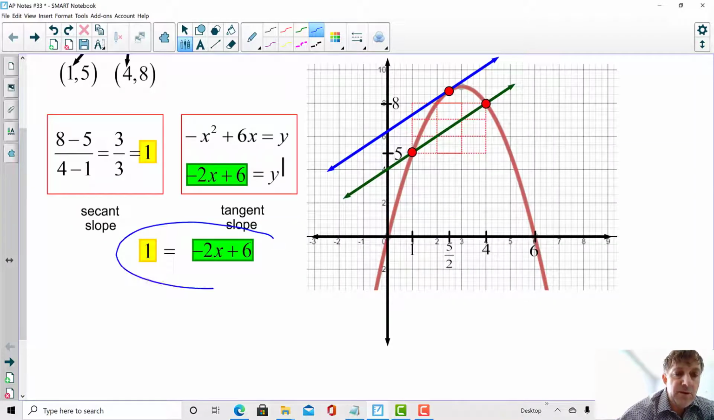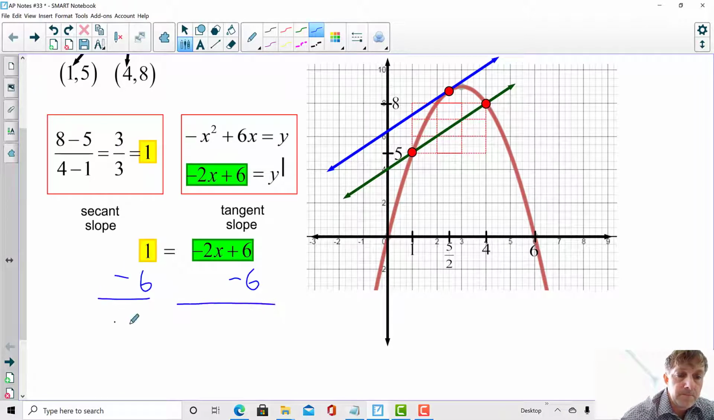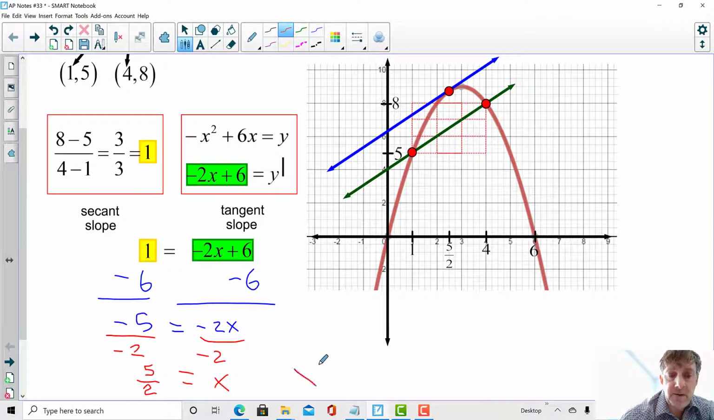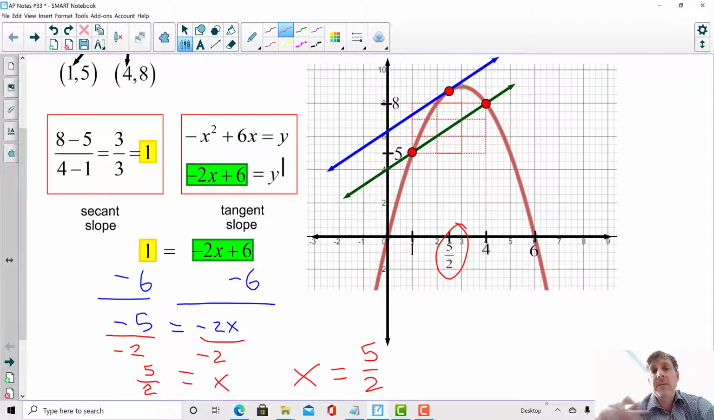Okay, now let's solve this equation. We're going to subtract 6 from both sides. And then we're going to divide both sides by negative 2. Final answer, x equals 5 halves. So 5 halves is the spot where the slope of the secant line and the slope of the tangent line are both equal to 1.